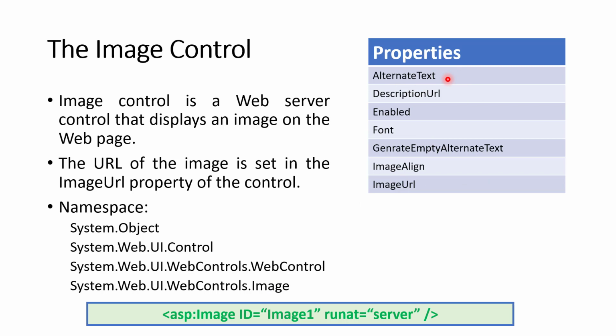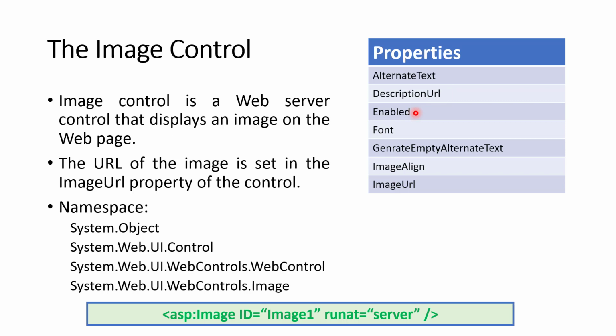First is alternate text. It is used to obtain or set the alternate text displayed in the image control when the image is not available. Browsers that support the tooltip feature display this text on a tooltip control. Next is description URL. It is used to obtain or set the location to a detailed description for the image.